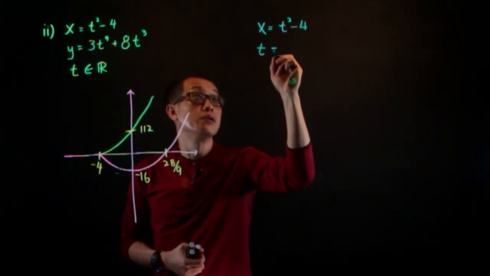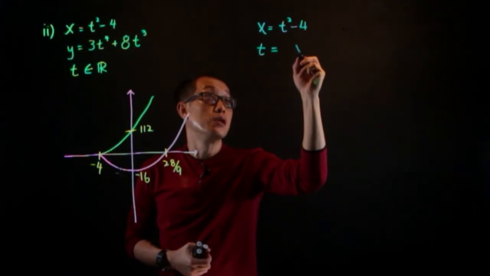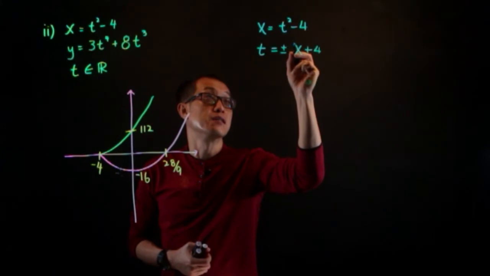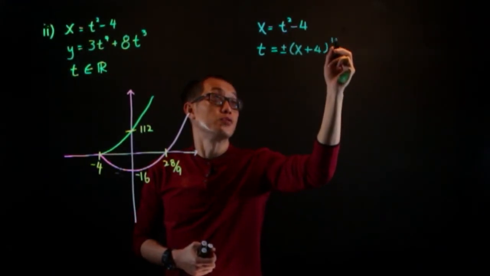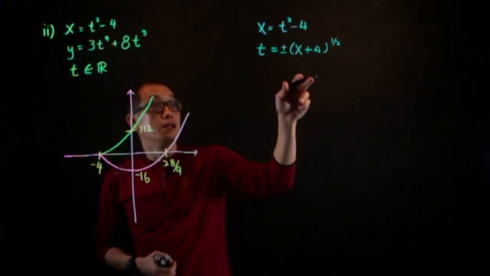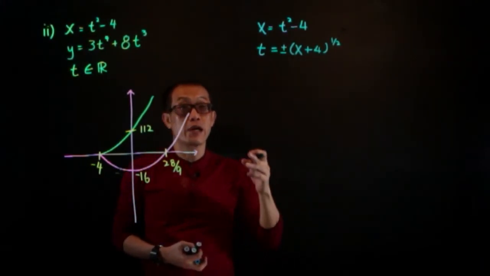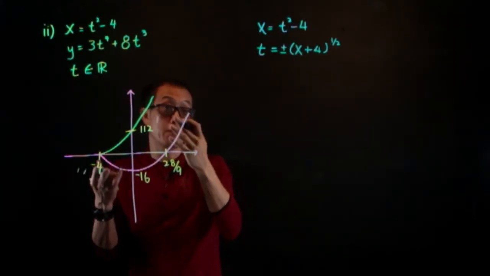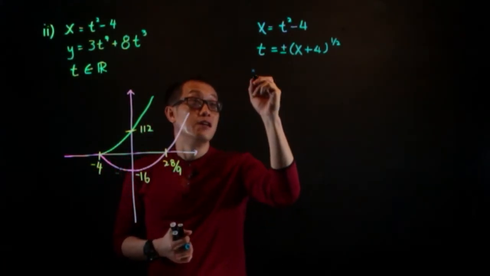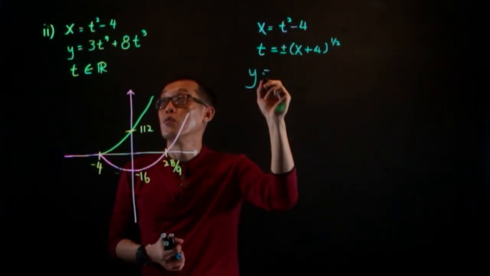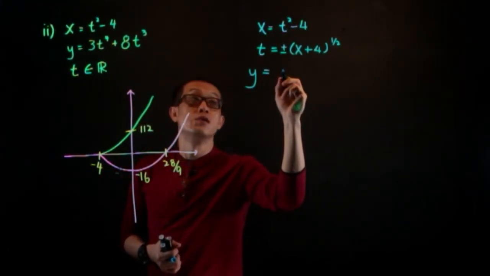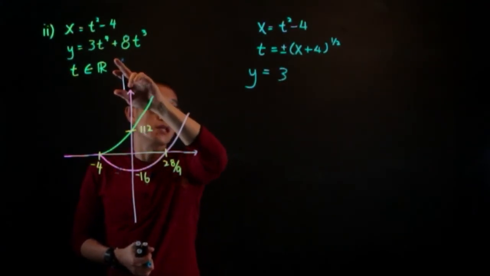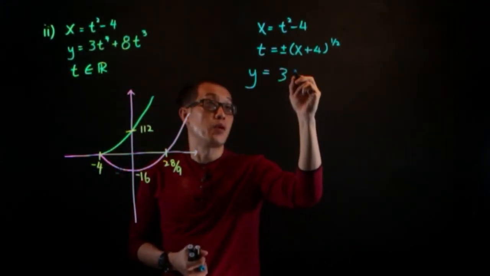t will be equal to plus minus (x plus 4) to the power of half. Now when you do a square root, you will get a plus minus. Make sure you do that because otherwise you cannot get part of the graph. So y will be equal to 3 (x plus 4) squared, because t is positive and negative, but if you take it to the power of 4, which is even, you are only left with the positive.